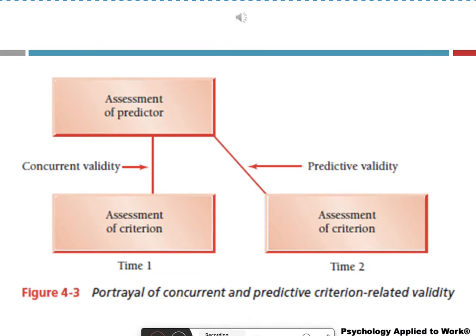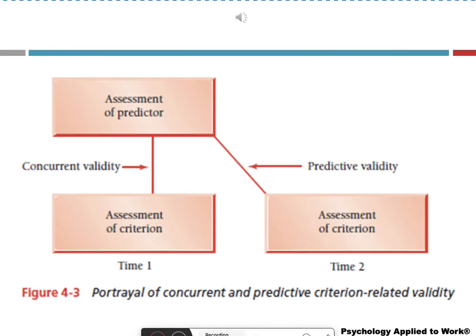Okay, so here we can see that illustration, which should help with differentiating between concurrent validity and predictive validity. We are doing an assessment of a predictor. That would be the top box here in this image. And then at the bottom, we have assessment of the criterion. Criterion would be the outcome, so job performance, how well you actually do on the job, for example. So with concurrent validity, at time 1, I measure both the predictor and the criterion. You can see that to the left of the slide. That would be concurrent because both are being measured on the same day or at the same time point.